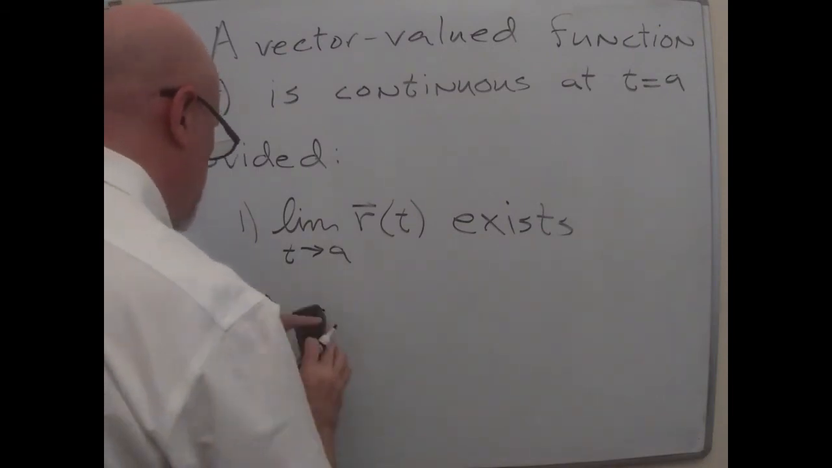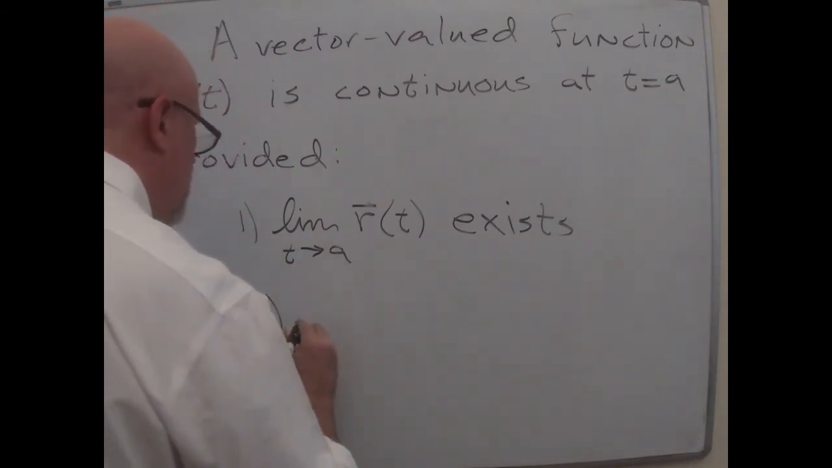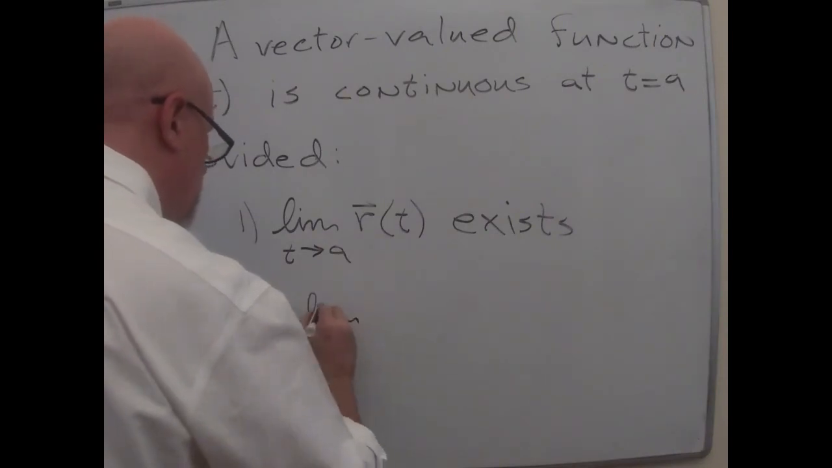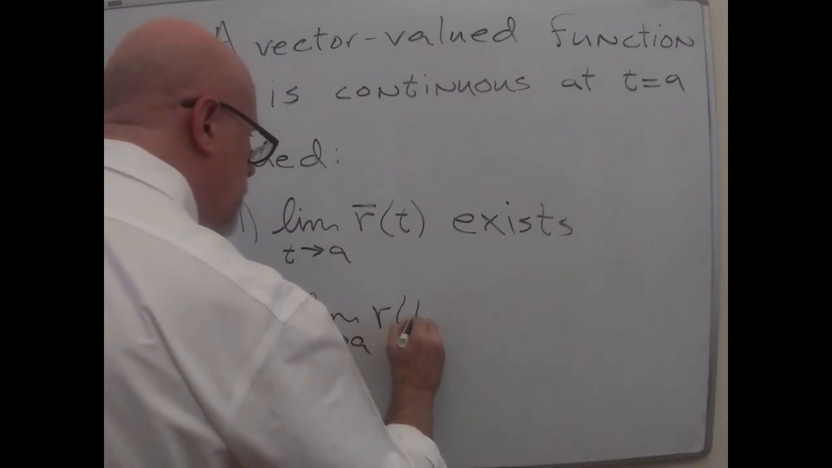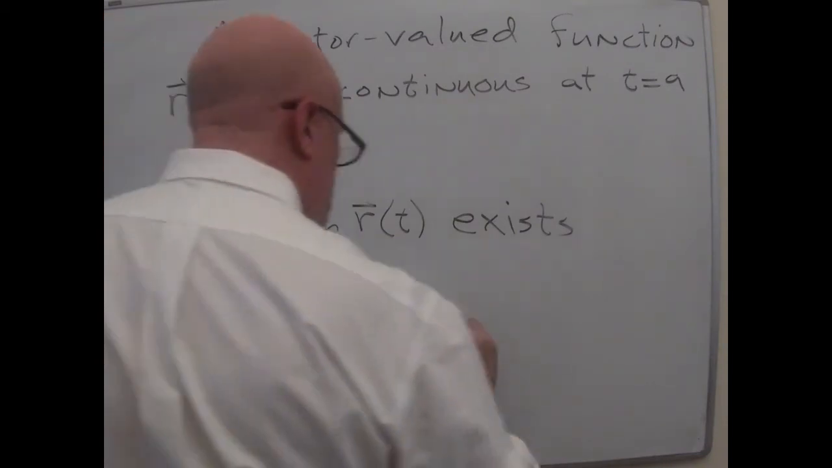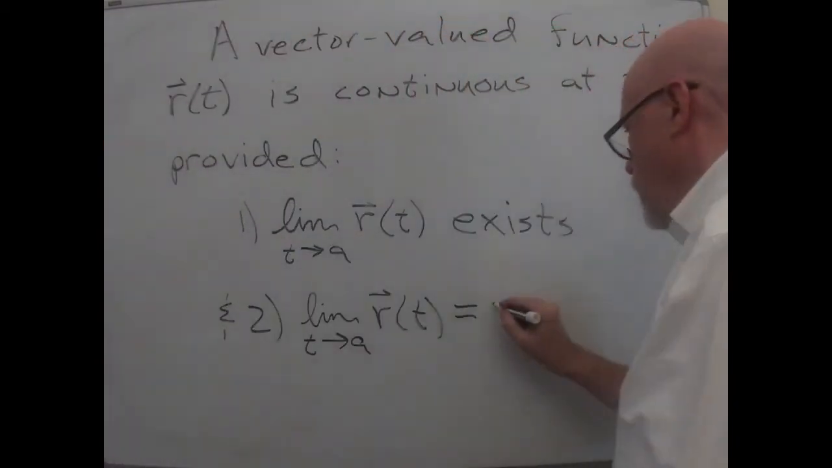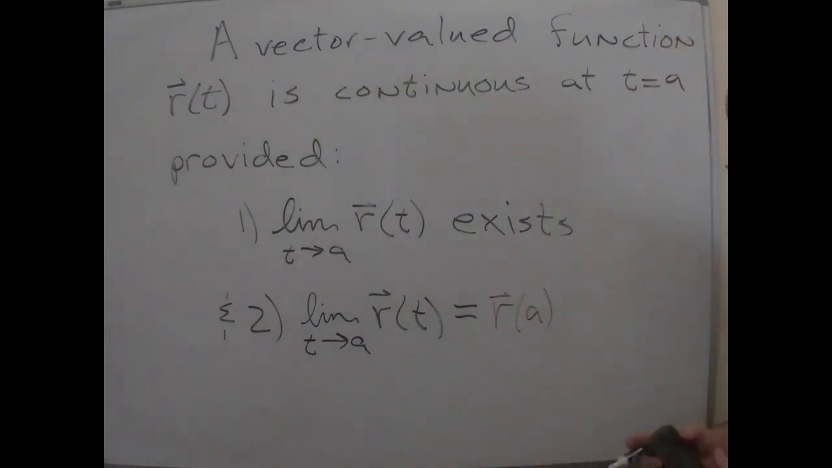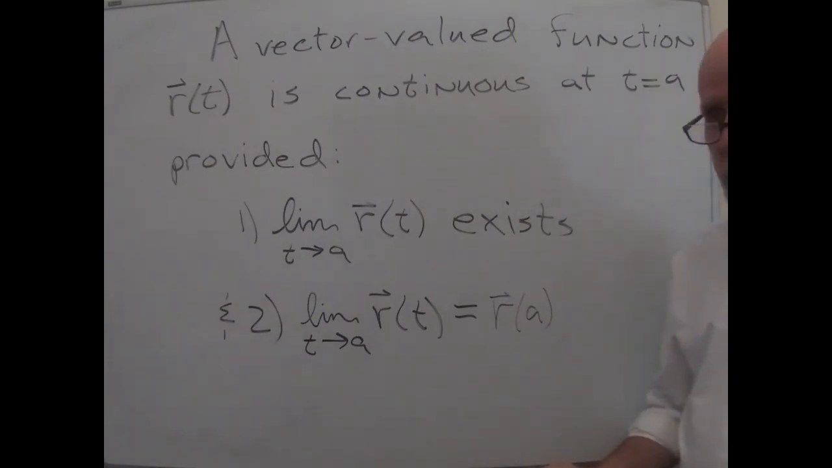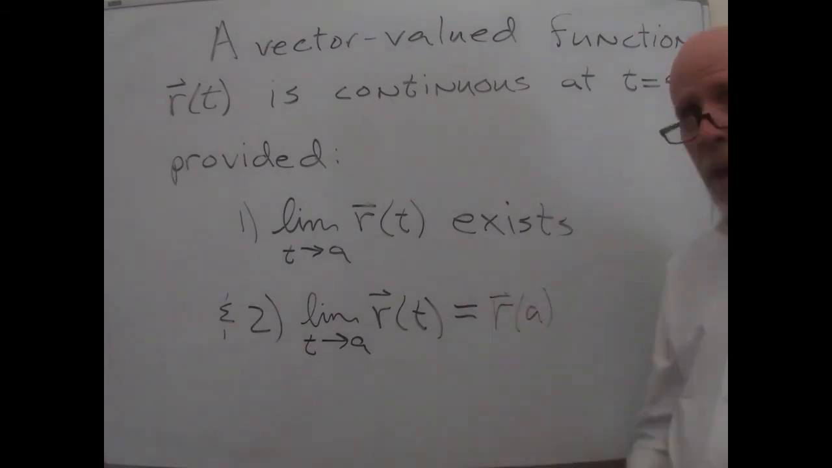Well, I guess I should write it the way I just said. Limit as t goes to a of r of t equals r just evaluated at a. So if both of those things happen, then you know you've got a continuous curve, and I'll be blunt, almost all the time this happens.